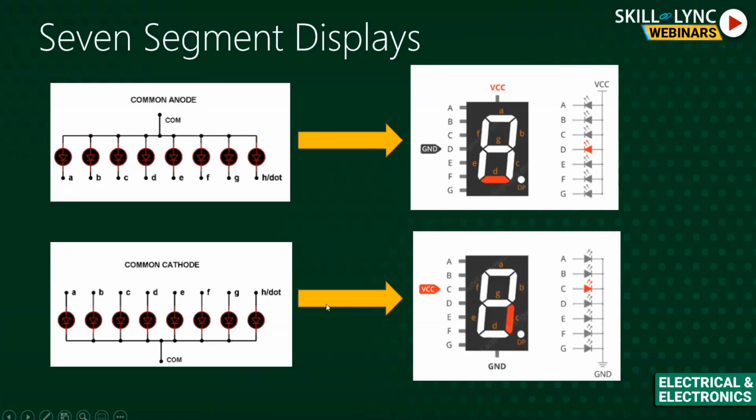That is just the reverse case in common cathode, where all the cathodes are connected to the ground, meaning zero level. To make the LED on, I need to give the high voltage, or value 1, to that specific LED. Then it will make that LED on.